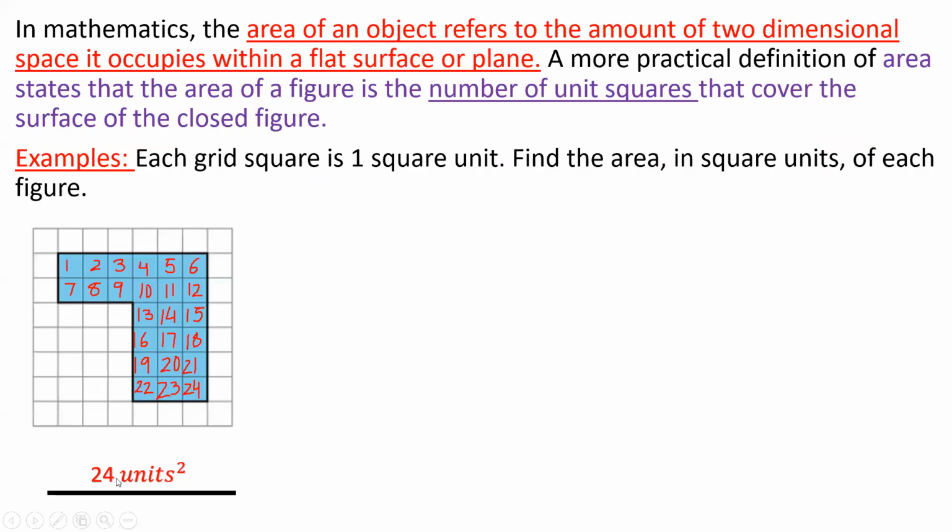All right, so the answer for this one is 24 units squared. And how did we get 24 units squared? We got that by doing what? Counting the boxes inside.